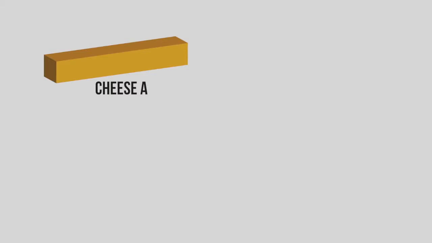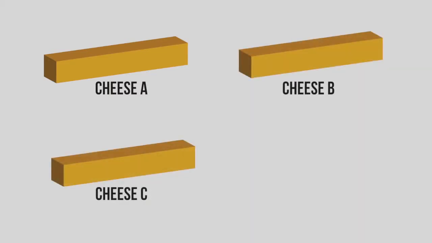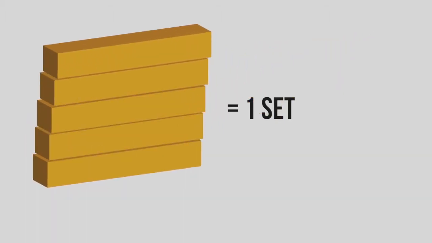To produce this blend, you need 1 block of cheese A, 1 block of cheese B, 1 block of cheese C, and 2 blocks of cheese D. These 5 blocks are considered a set.